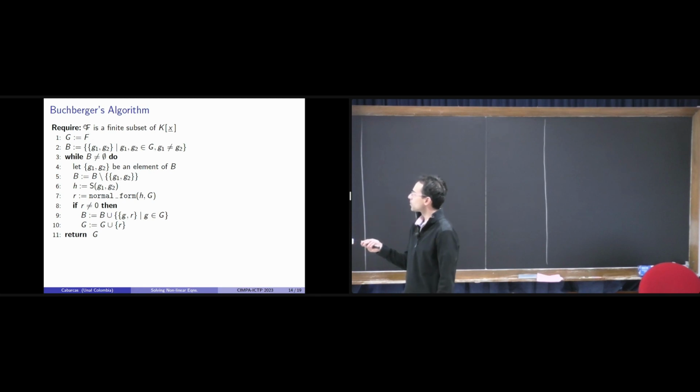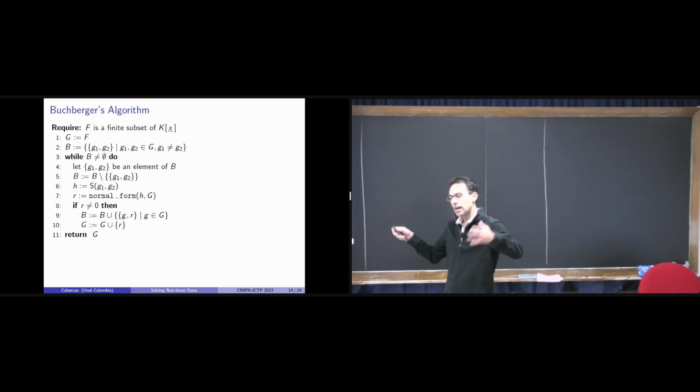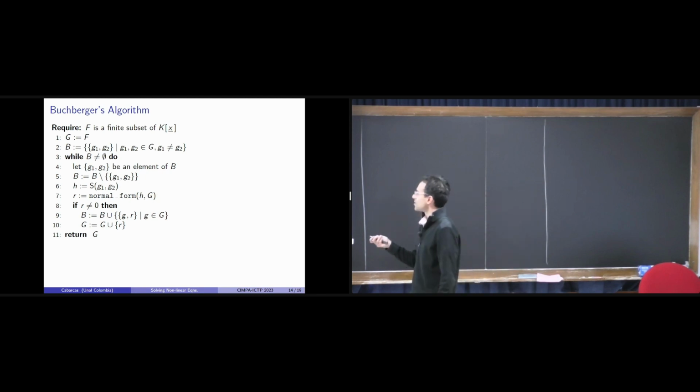Let's say we start with a finite subset of polynomials. And we want to find a Groebner basis for the ideal generated by F. So F may not be a good basis. We're going to improve it. So we first store that basis in G, and we're going to be increasing G until we get a Groebner basis. So first, let's store all possible pairs of elements from G in this set B.